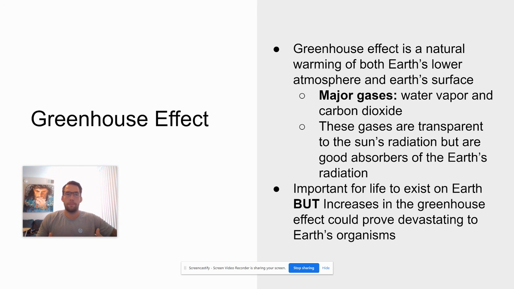So it's important that the greenhouse effect exists, because if it didn't, all the heat would transfer into space and Earth would just be a big ball of ice. But with too much greenhouse effect, it's going to keep too much heat inside.